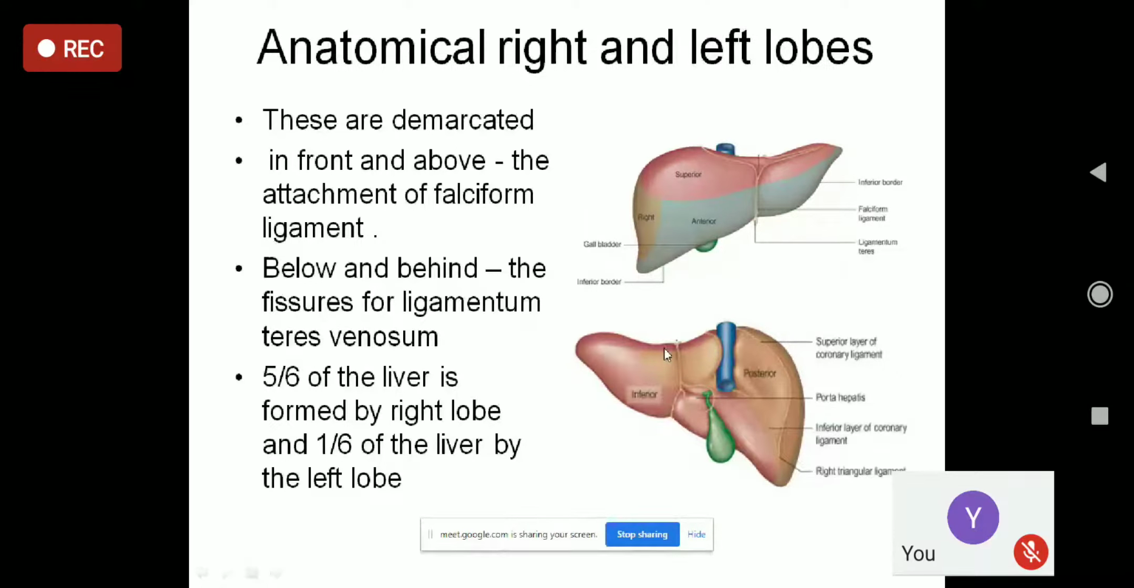Talking about the anatomical lobe, this is demarcated in front and above by the attachment of the falciform ligament. So the falciform ligament divides it into right lobe and left lobe, and below and behind by the fissure for the ligamentum teres and ligamentum venosum. Five-sixths of the liver is formed by the right lobe and one-sixth by the left lobe. So you have to remember the falciform ligament, ligamentum teres hepatis, and ligamentum venosum. These will divide the anatomical lobe into two, right and left.